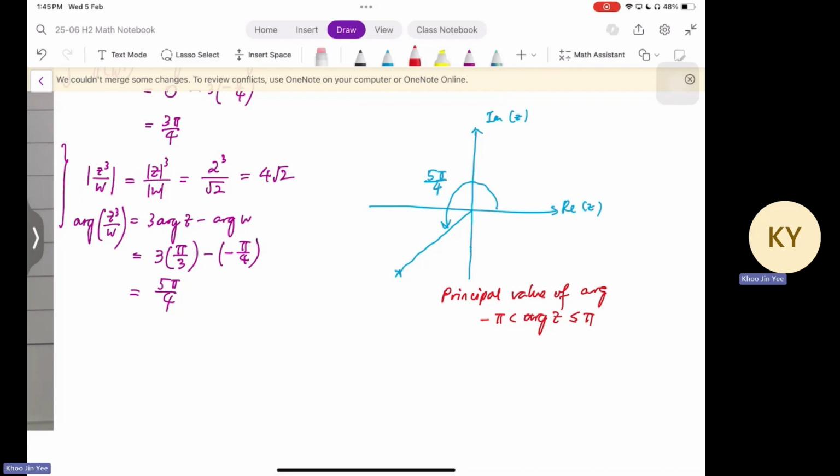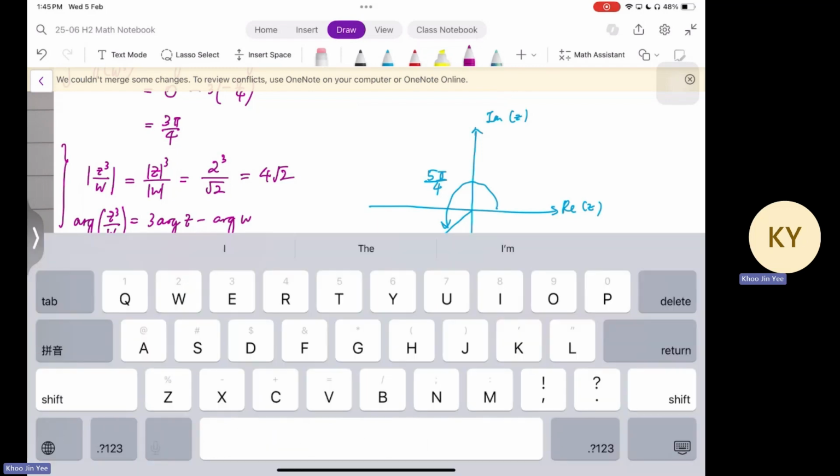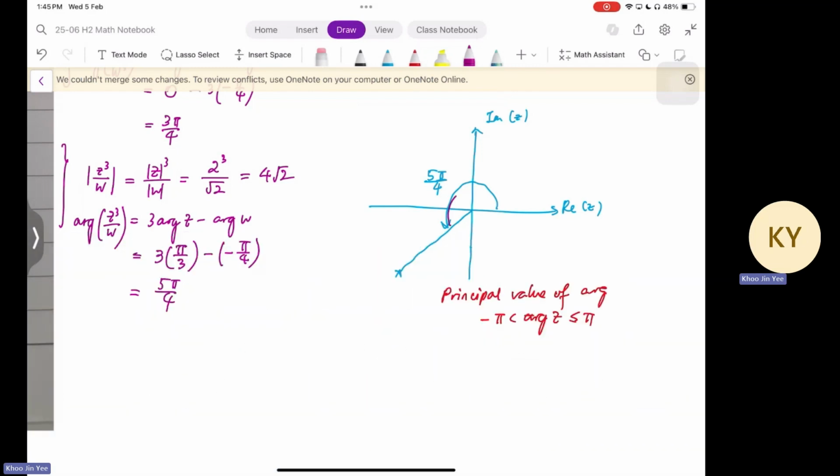So instead, we need to bring this back one whole round, 2 pi, to get to somewhere within the range. So how am I going to do this? I will need to rotate it 2 pi. If I rotate it in the opposite, negative direction, I need to minus 2 pi. So this will be equivalent to 5 pi over 4 minus 2 pi, which is negative 3 pi over 4.